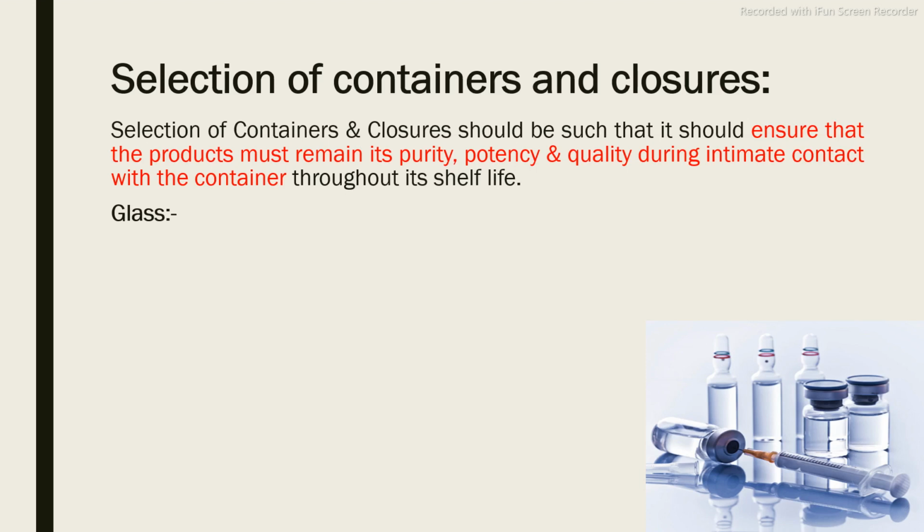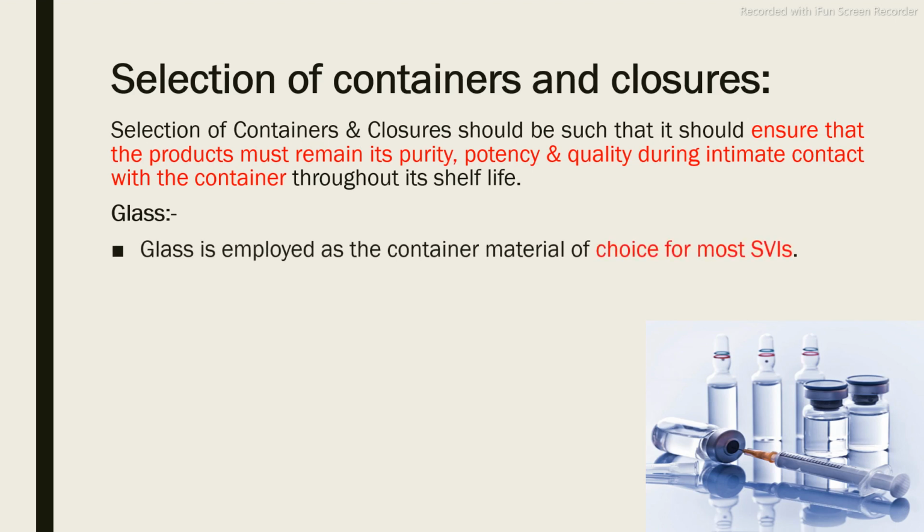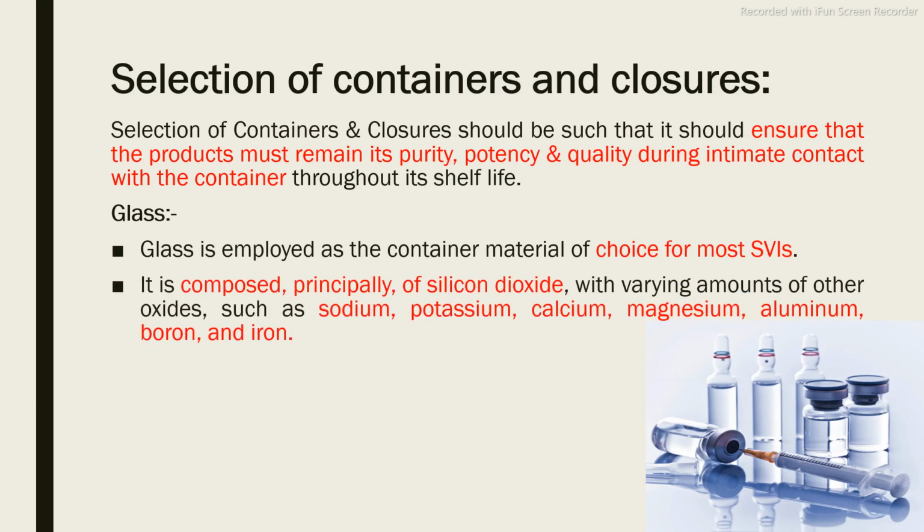So that's why these small volume parenterals are mainly made up of glass materials only, because glass can withstand the higher temperature and pressure in the autoclave, or the moist heat sterilization. So glass is the choice for most small volume parenterals, SVI, small volume parenteral injections. It is composed principally of silicon dioxide, along with other oxides such as sodium, potassium, calcium, magnesium, aluminum, boron and iron.